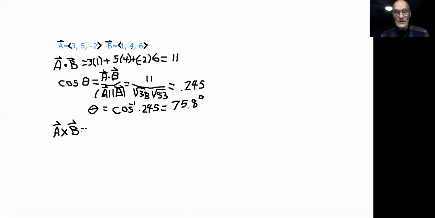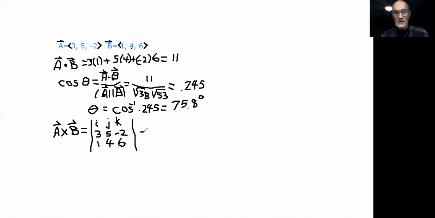Now the way you solve the cross product here, you set up this 3 by 3 matrix. If you remember back when we did matrices, I'm going to put my i, my j, and my k. These are my unit vectors in the x, y, and z direction. And I put my vectors, so I would put the 3, the 5, and the -2. And then I would put my other vector, which is 1 and 4 and 6.